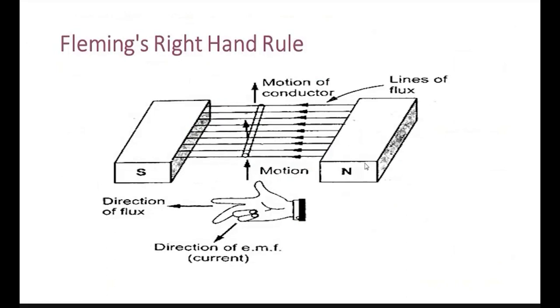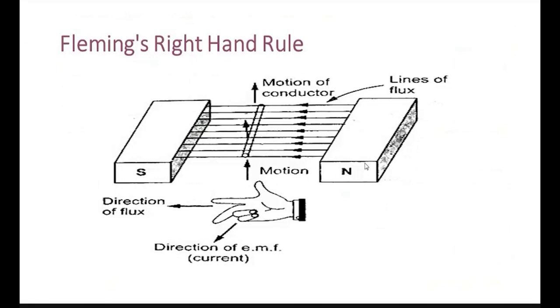Here are the north and south poles. On the right side of the diagram is the north pole, and on the left side of the diagram is the south pole. The conductor is placed inside the magnetic flux lines. Here an upward direction of motion is applied. Now, how to apply Fleming's right hand rule: the upward direction of motion means the conductor is moving upward.